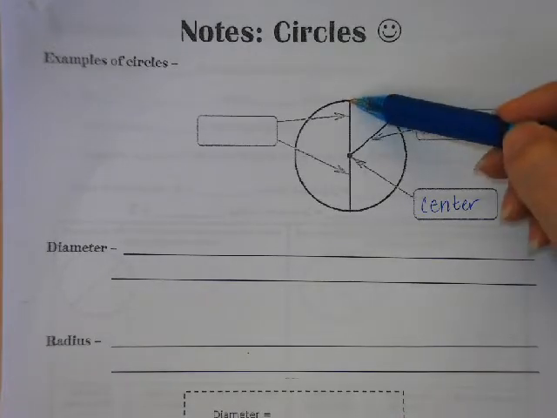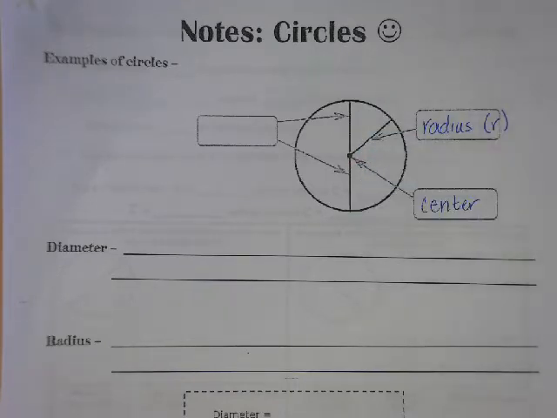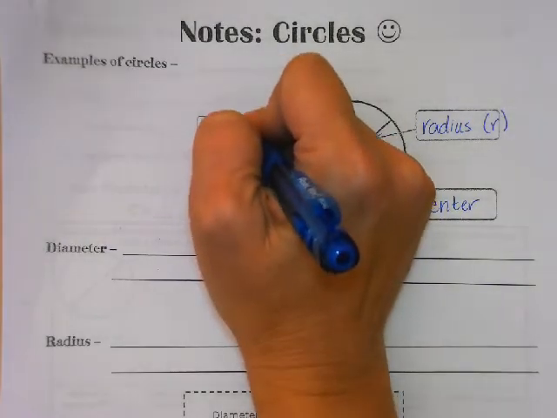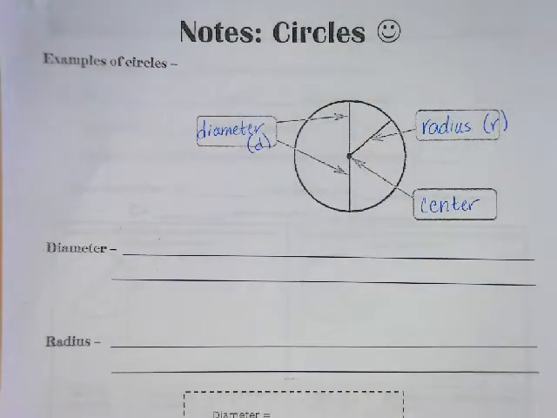And then we also have a line from edge through the center to the other edge. This is called the diameter. All right, and we denote diameter with a D.